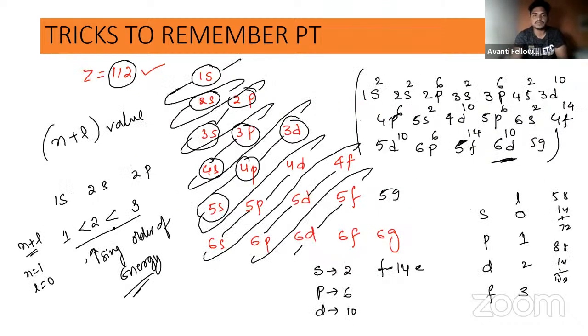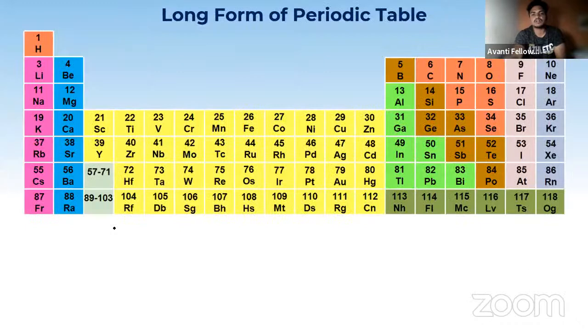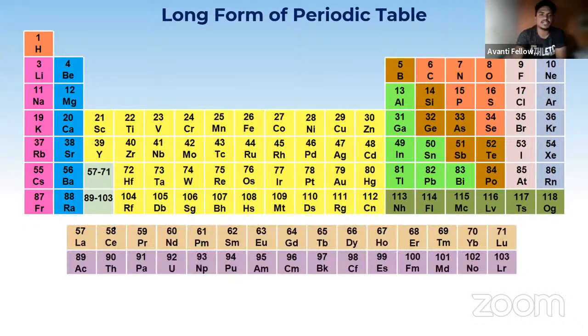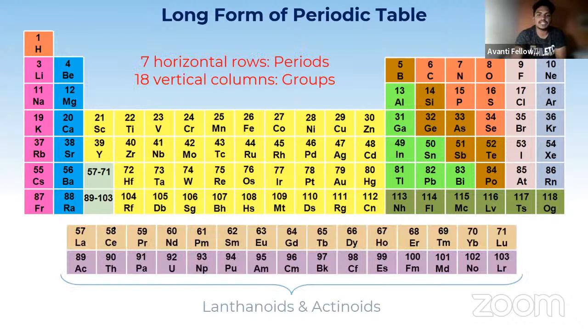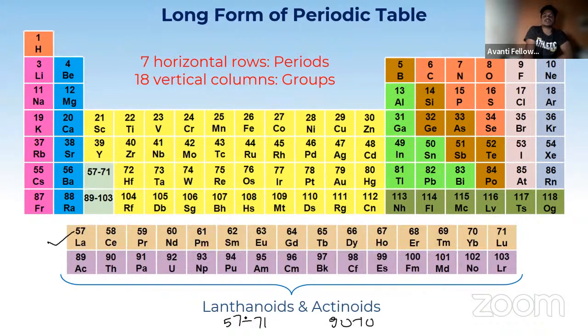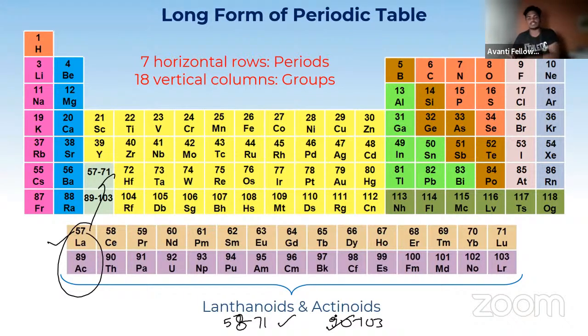Next. This is the long periodic table, and we are having S block elements. We have 7 periods and 18 vertical groups, and these are lanthanoids and actinoids. Lanthanoids are from 57 to 71, and actinoids are from 89 to 103. Actually, this is from 58 to 71. These are present over here. Sorry, that came by mistake.